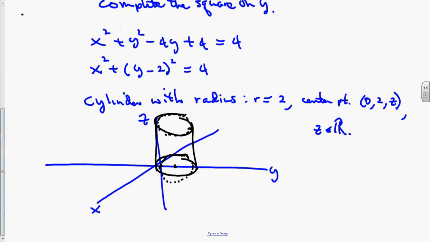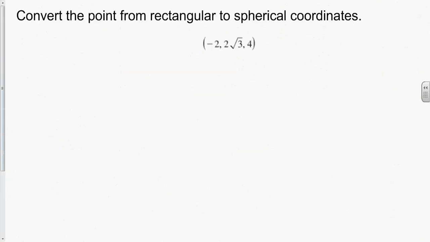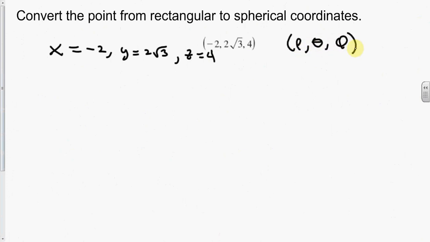Let's look at the next one. Convert the point from rectangular to spherical coordinates. So we've been looking at rectangular and cylindrical. Let's look now at some points where you have to deal with spherical coordinates. Here, x is equal to -2, y is 2 times the square root of 3, and z is equal to 4. For spherical, we need rho, theta, and phi.